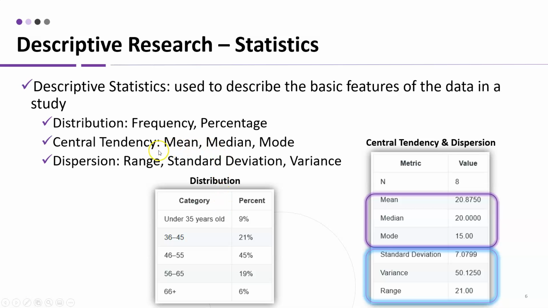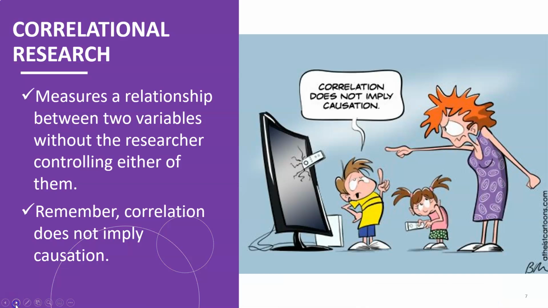Now, we also have central tendency, and you've studied that. So look over in here at the data here, mean, median, and mode. And then we have dispersion, and you've studied that as well. Standard deviation, variance, and range. So that's what data might look like for a descriptive study.